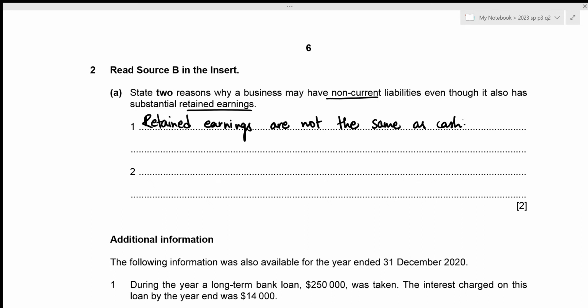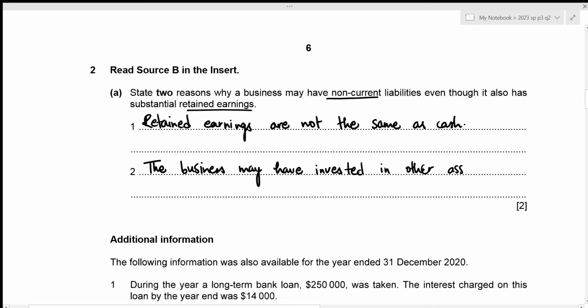And secondly, a business might require additional cash in order to invest in other assets, such as non-current assets or inventory, right? Due to that particular reason as well, a business may take out some non-current liabilities. Let's write it down. The business may have invested in other assets, such as non-current assets or inventory.